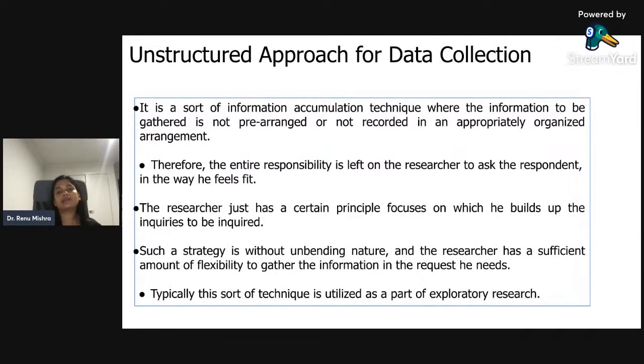Now comes the unstructured approach for data collection. A structured approach means the data is collected in the same way. An unstructured approach is not predetermined or pre-arranged. Like I said, when you're going for an interview, you have the set questions with you. It is exactly opposite with the unstructured one. Just a question is thrown, and based on the answers given by the respondents, the next question will be asked by the researcher. So it is completely unstructured, not pre-planned. It is like going on a road trip which is completely unplanned. An unstructured approach for data collection is like that. All right.